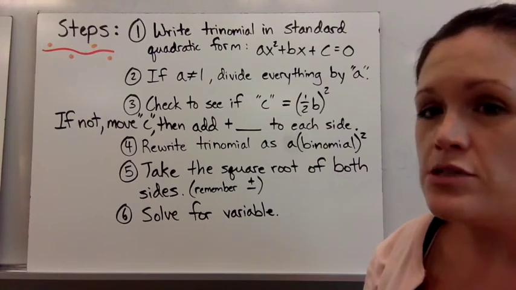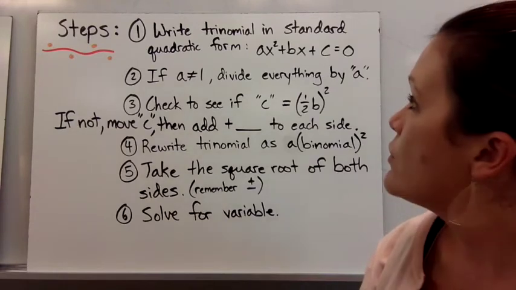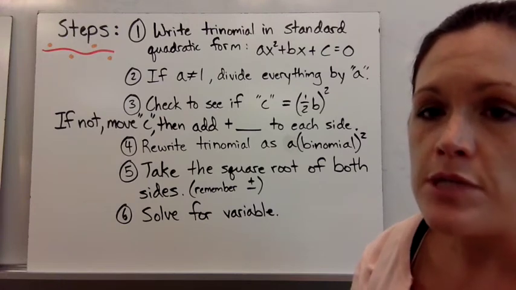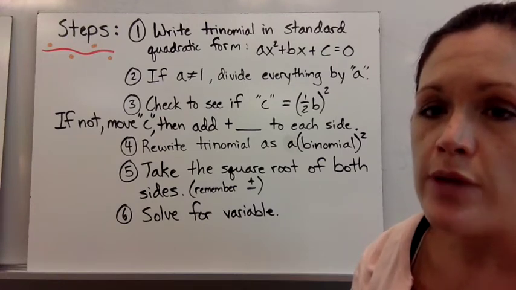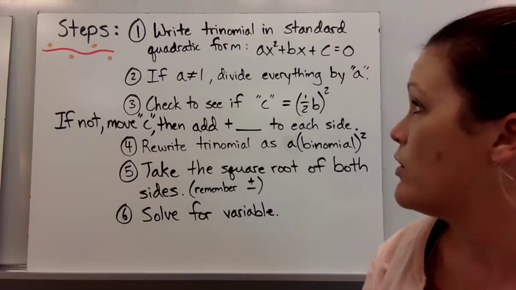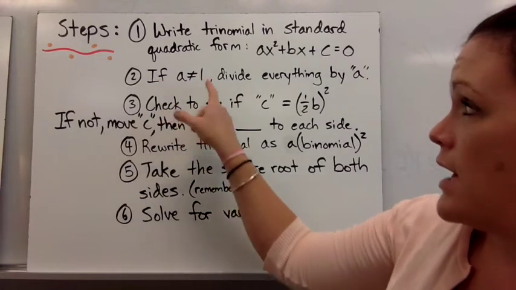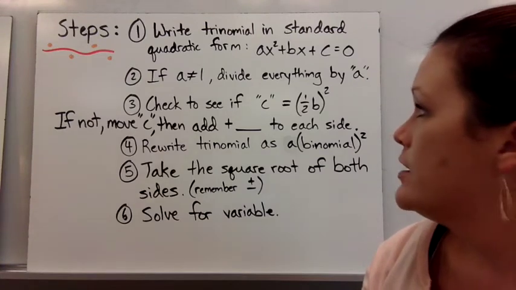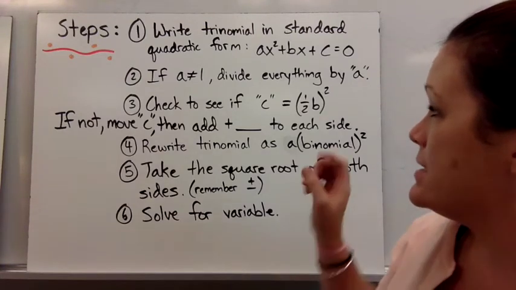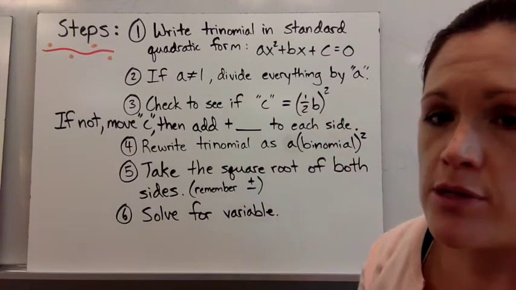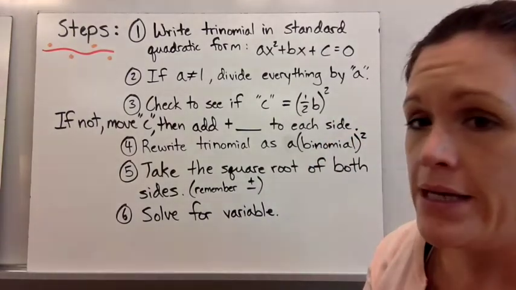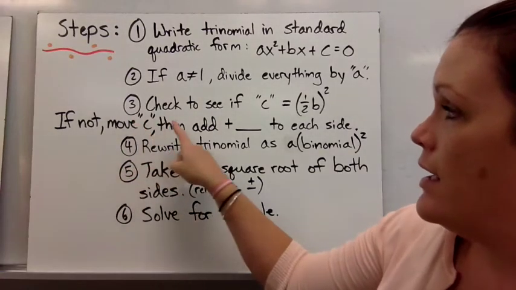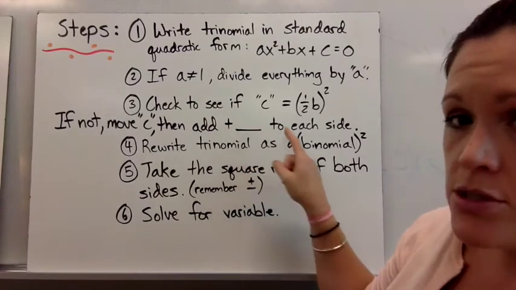Your steps will make more sense when we look at the examples. First, write your trinomial in standard quadratic form, which is ax squared plus bx plus c equals 0, so put everything on one side equal to 0. Then, if a is not equal to 1, divide everything by a. Number 3, check to see if c is equal to half of b, squared. If it's not, then move c to the other side and add a blank to each side of your equal sign.